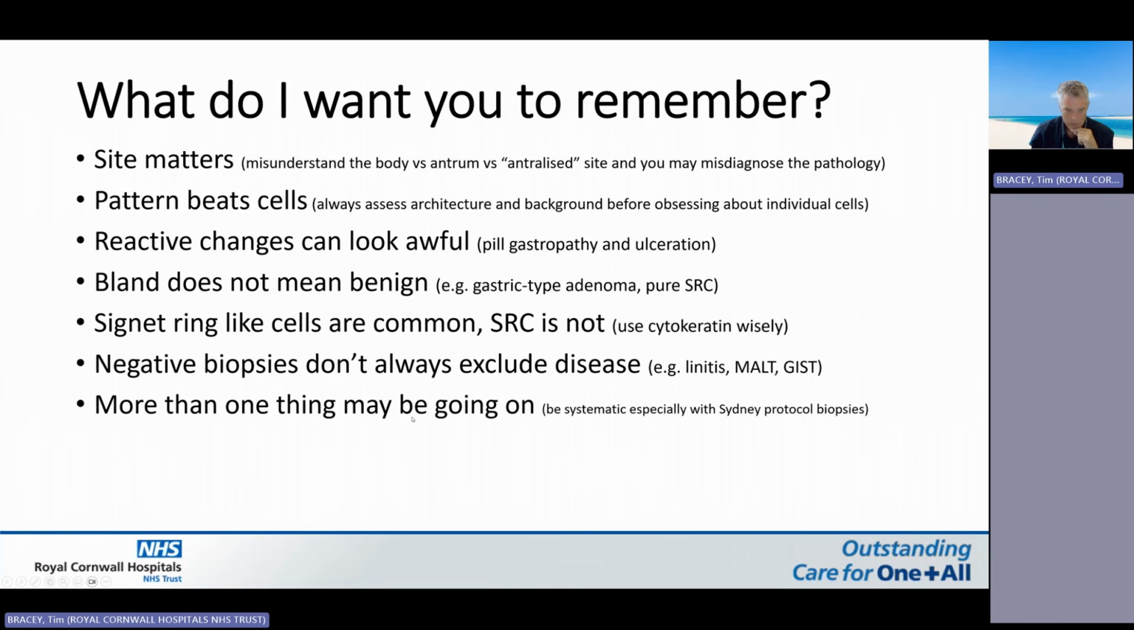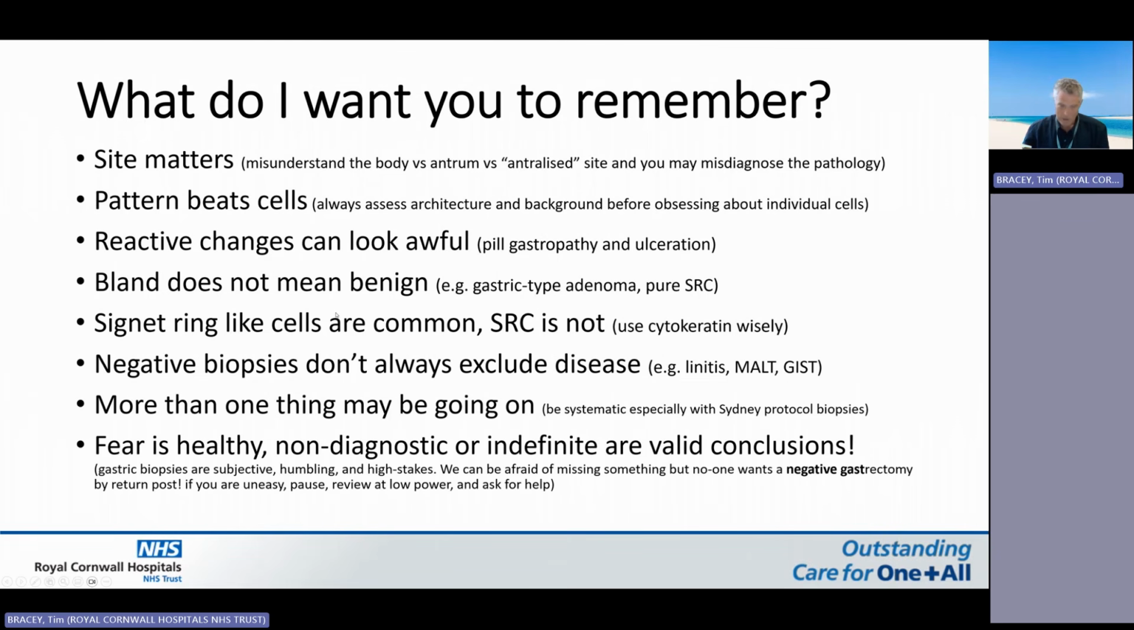And more than one thing might be going on. This is why I obsess about these Sydney protocol biopsies. I do them on a proforma because I want to be systematic. I don't want to miss the IM. I don't want to miss the atrophy. Here's a golden rule: if you go through Sydney protocol biopsies and you think they're normal, you've missed something. There'll always be something on Sydney protocol biopsies.